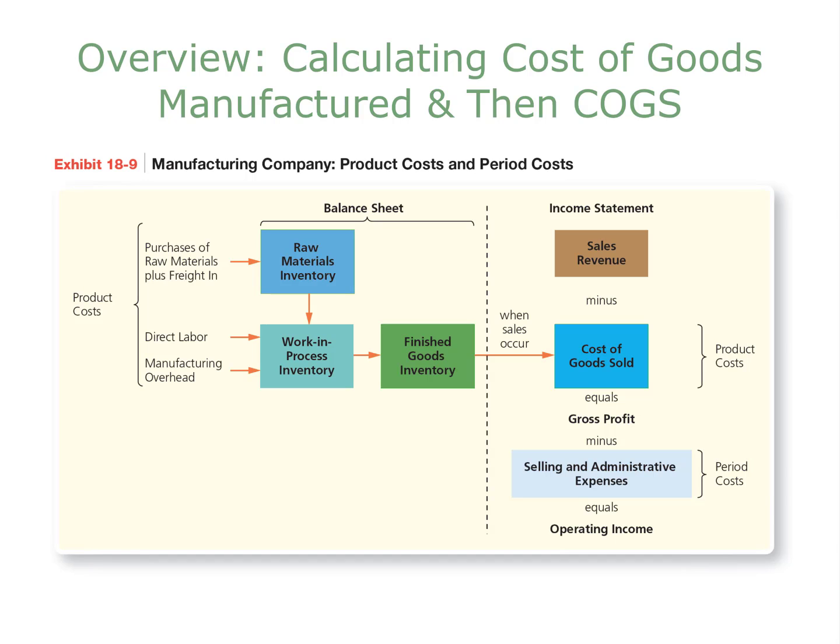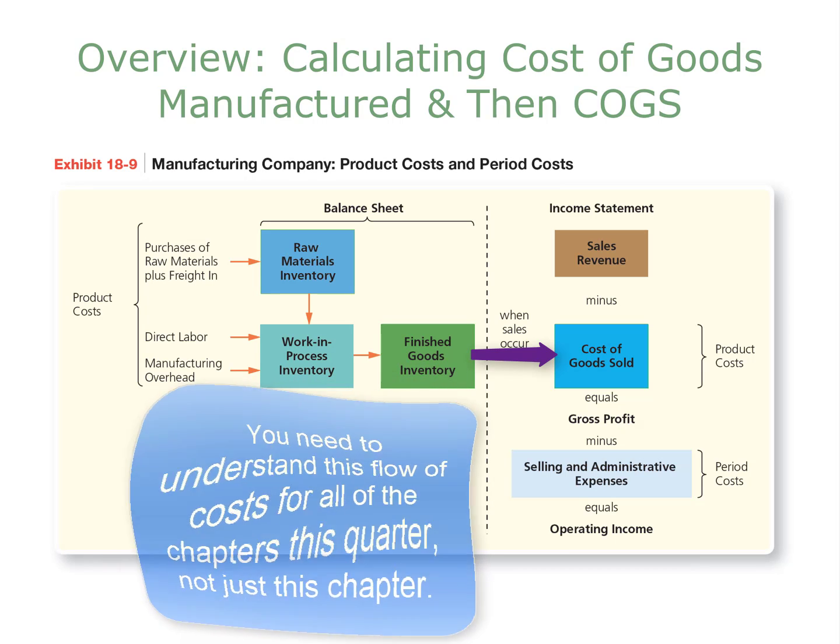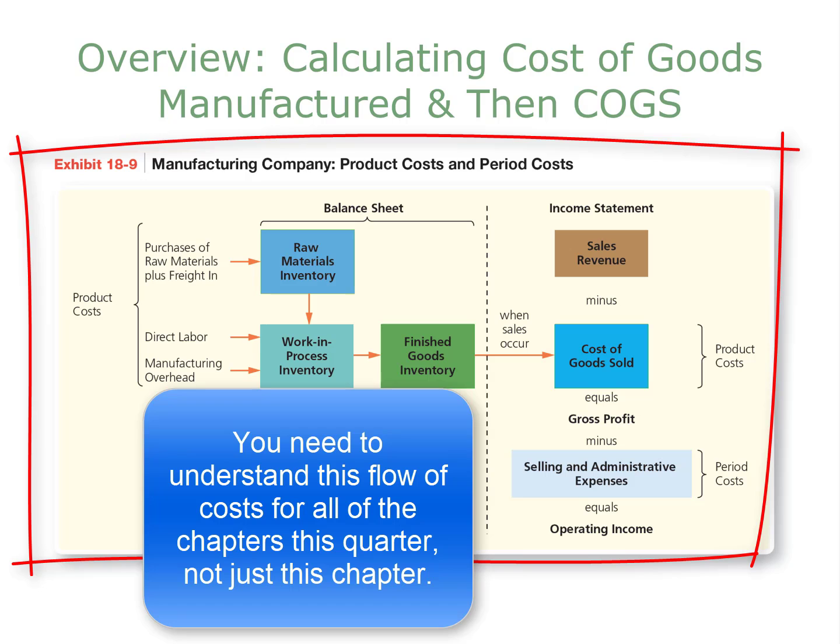So it's important to understand this diagram. Costs are added to the product as it's made. First, raw materials are ordered. They are transferred to work in process to start building the product. Other costs are added to the cost of the product, like direct labor and manufacturing overhead. Then when the product is finished, it's transferred out of work in process into another balance sheet account called finished goods. When the finished goods are sold, they are transferred out of that inventory account into COGS, an expense on the income statement. So it's really important to understand this flow of costs.